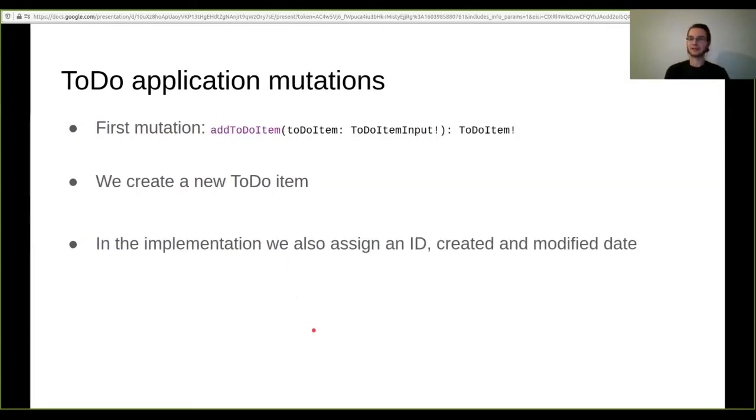And as I mentioned, we have 2 mutations here, something to add an item and something to update an item. So for the add to-do item, we want to receive a to-do item input, of course, never null. And we promise we return a to-do item, also never null. And as you saw earlier in the implementation, we assign an ID, created and modified date.